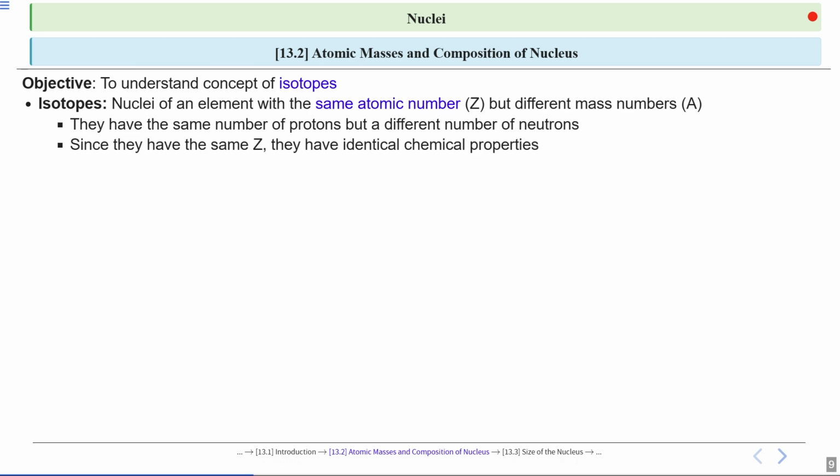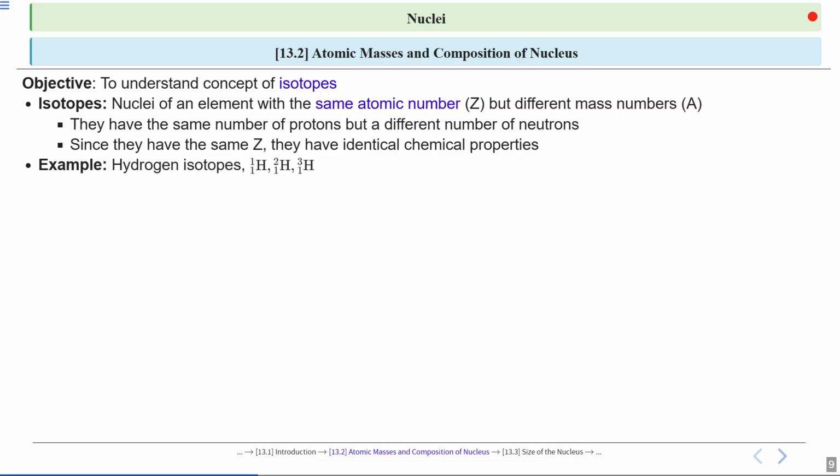Since isotopes have the same atomic number, they have identical chemical properties. This is because chemical reactions depend on the number of electrons, which is determined by the number of protons. So even though isotopes have different masses, they react the same way in chemical reactions.